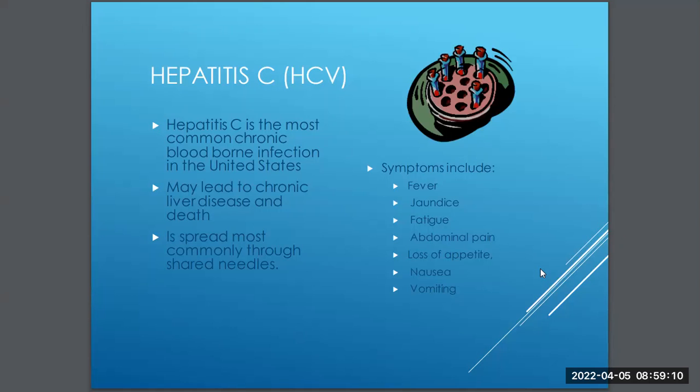Hepatitis C is the most common chronic bloodborne infection in the United States, and may lead to chronic liver disease and death. It's spread most commonly through shared needles. Symptoms include fever, jaundice, fatigue, abdominal pain, loss of appetite, nausea, and vomiting.